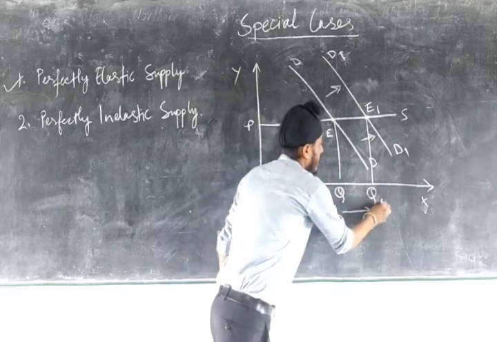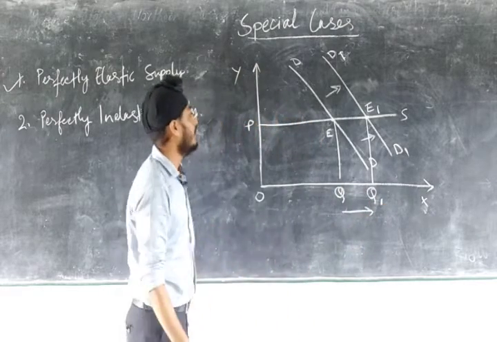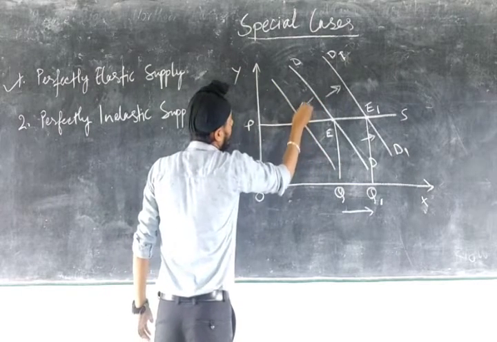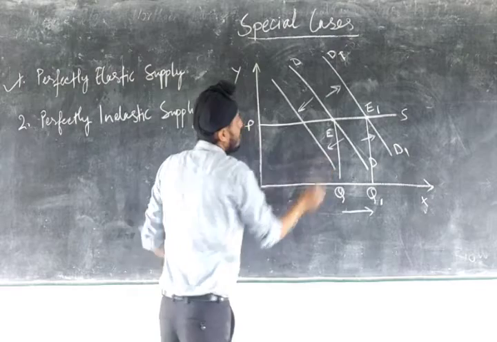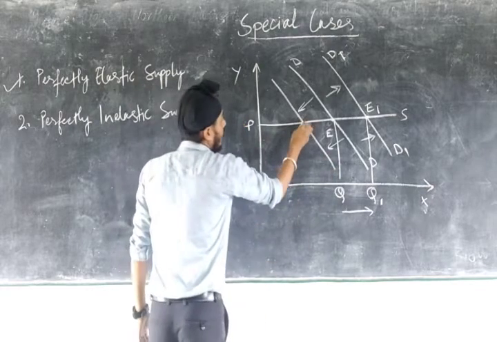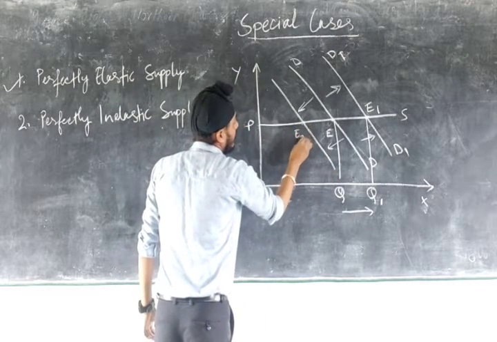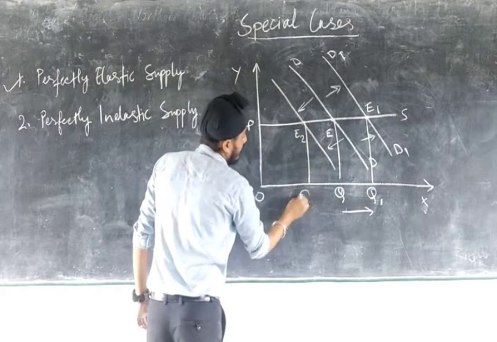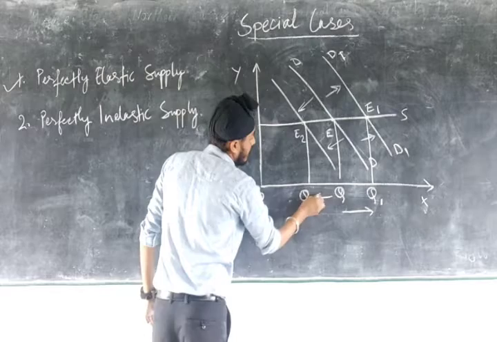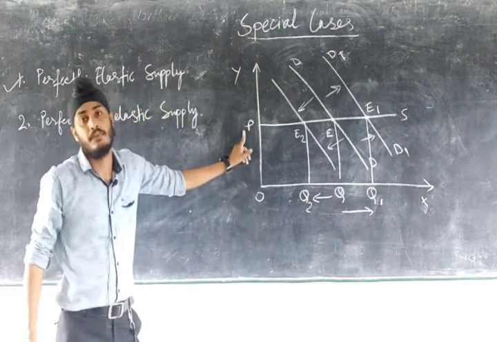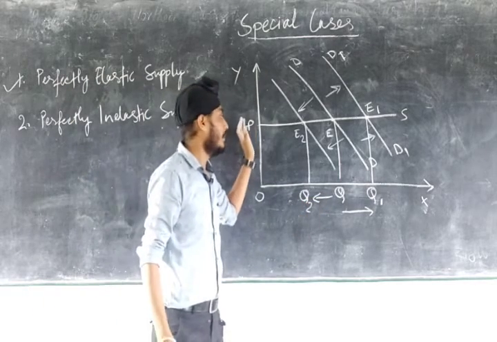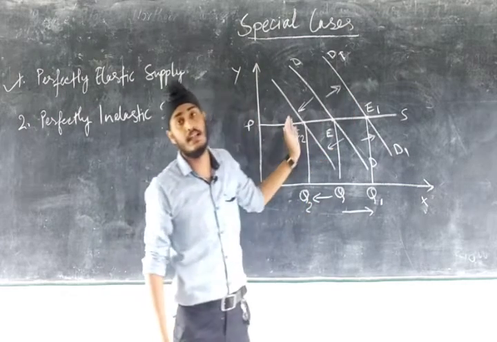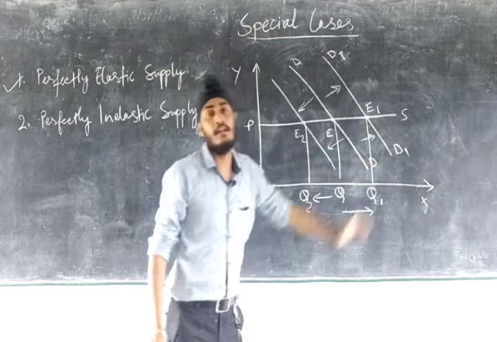Q to Q1. Clear? Now similarly, if I decrease the demand, the demand curve shifts towards left. Now what happens? Our equilibrium point comes to E2, that it shifts towards left, and what happens to equilibrium quantity? It decreases to Q2, but price remains fixed. So this is the effect on equilibrium price and equilibrium quantity if there is increase in demand and decrease in demand and supply being perfectly elastic.